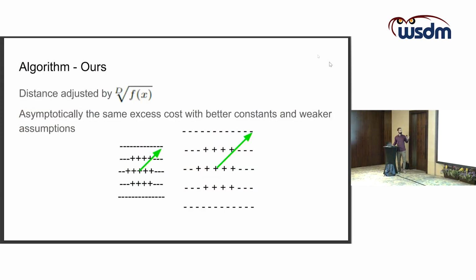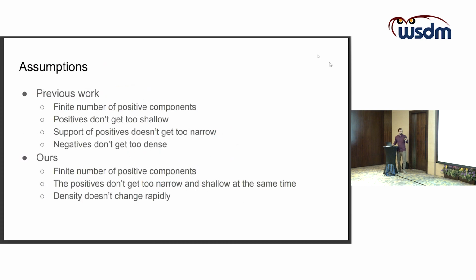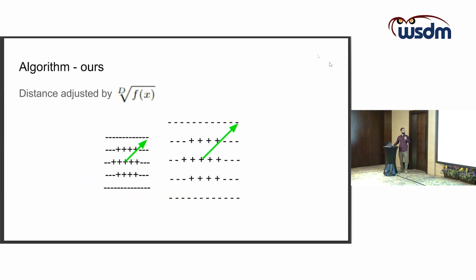So with this, we are going to have asymptotically the same query cost, the same cost as the previous work, but we have some better parameters. So the assumptions that we need are slightly milder. Finite number of positive components we still need. But for positives, we just need the positive not to get too narrow and too shallow at the same time. So it can be shallow and big, or narrow and dense, but it shouldn't be shallow and narrow at the same time, because it's like just having one bad example. And the density shouldn't change very rapidly. Otherwise, this factor doesn't mean anything when you go a little further.